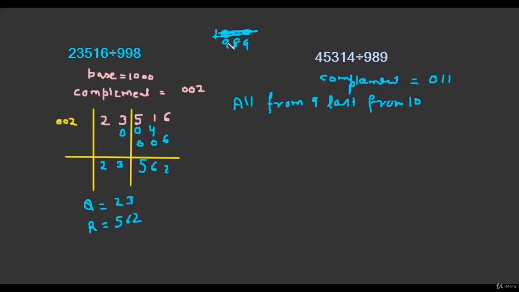That is, we are subtracting 9 from 9 and 8 from 9, but 9 from 10, the last digit from 10. Subtracting 9 from 9, we get 0. Subtracting 8 from 9, we get 1. And subtracting 9 from 10, we get 1. So this is how very easily we can find the complement of the number by the Nikhilam method.